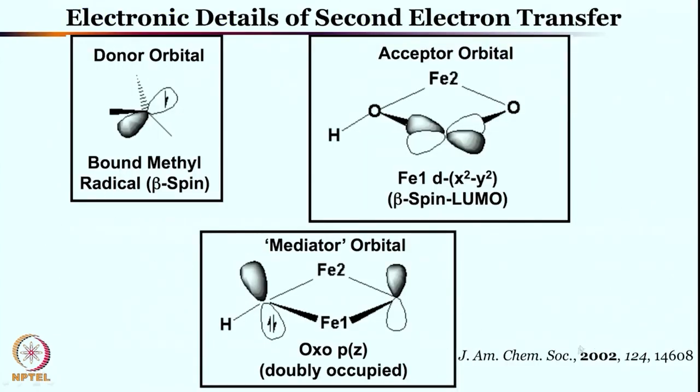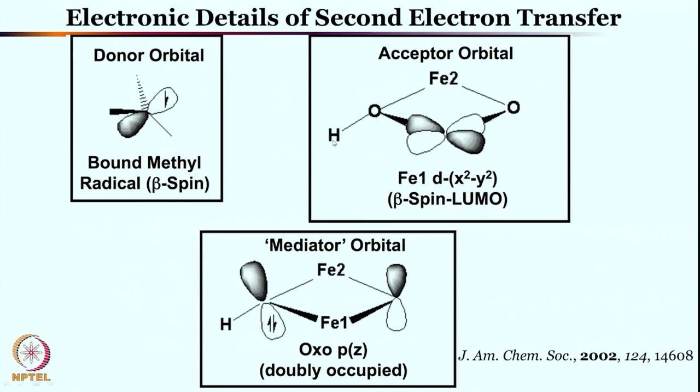So this is once again from this research paper, where this is the bound methyl radical. So CH3 dot, HHH, here is carbon. This is the p orbital of carbon. This is one electron over there, the CH3 dot donor orbital is there. Here is the acceptor orbital. This is one way of looking at it, one of the orbitals we are looking at: the dx2-y2 of the iron center, which has the beta spin LUMO. So we'll see that in a moment.